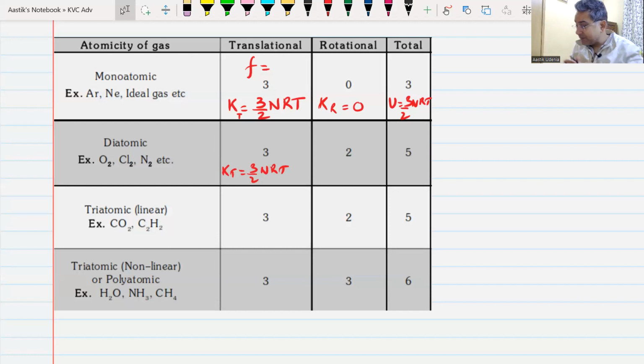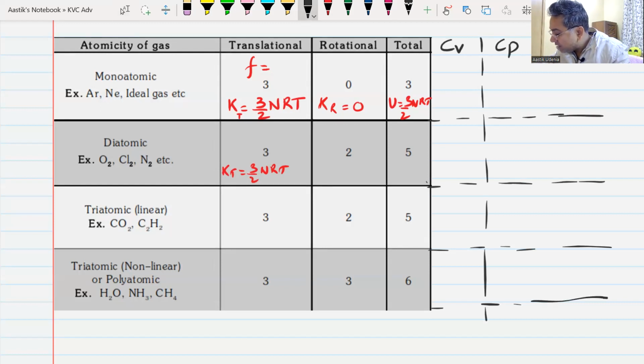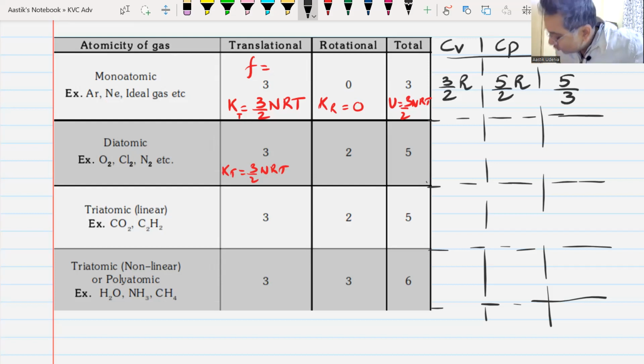Now, coming back, you can now add a column which says CV. You can add one more column which says CP, and you can add one more column which says gamma. Do we understand this? Yes, sir. This will be 3 by 2R, this will be 5 by 2R, and gamma will be 5 by 3. Yes or no? Yes, sir.